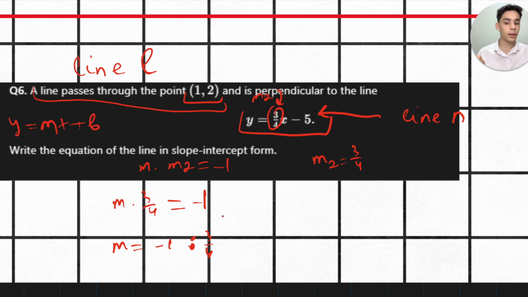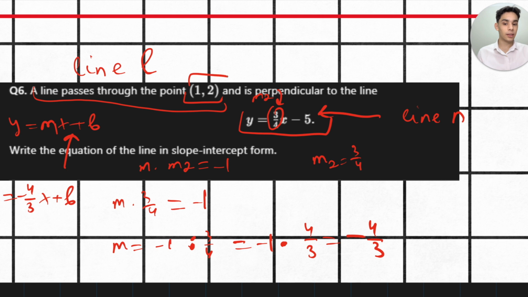And when dividing, we basically flip the fraction, and instead of dividing, we multiply. So it will equal -1 multiplied by 4 over 3. And if I multiply, we will just get -4 over 3. Great. Now I can actually update this equation. So our equation right now is y equals -4 over 3 x plus b.